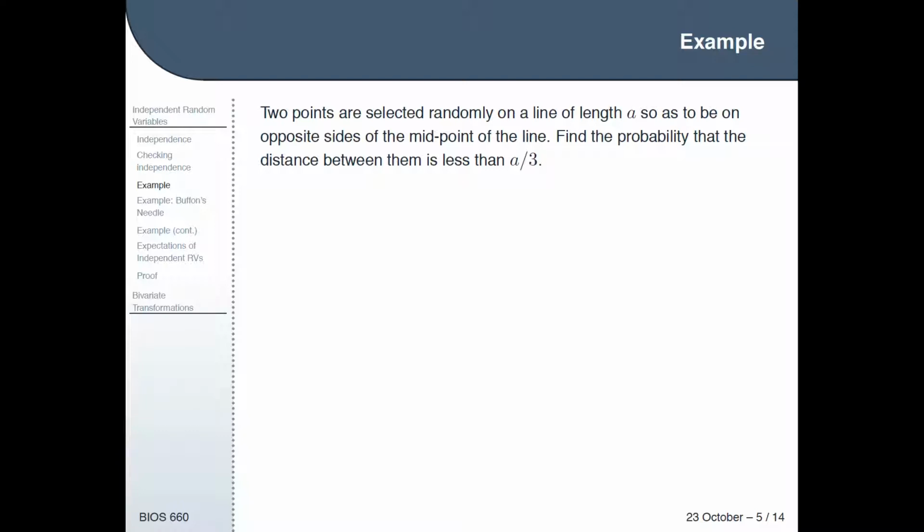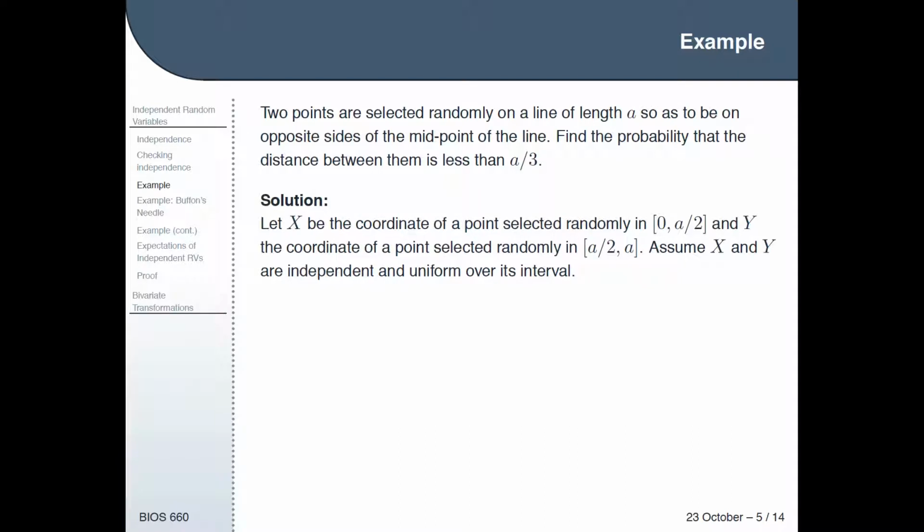As I was saying, an example: say we select 2 points randomly on a line of length A so that the two points are on opposite sides of the midpoint of the line. And we want to find the probability that the distance between them is less than A over 3.